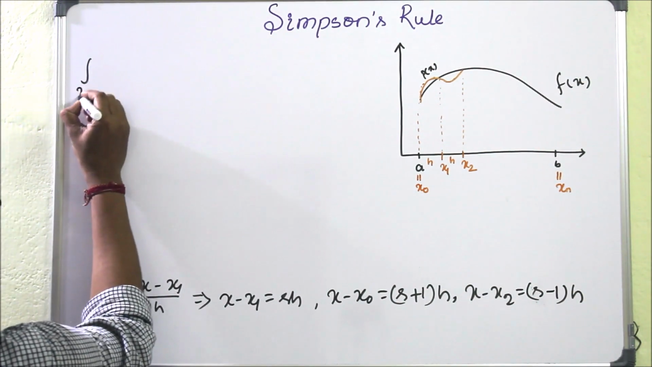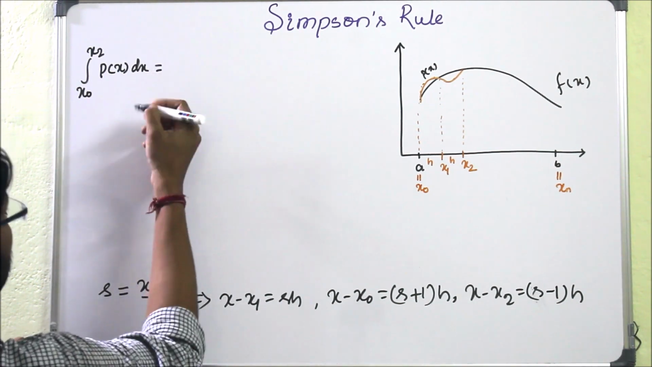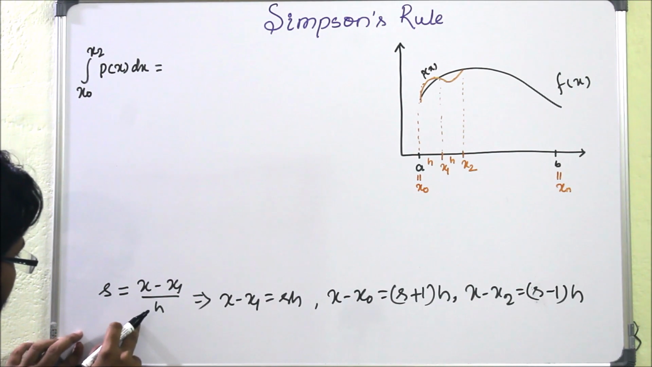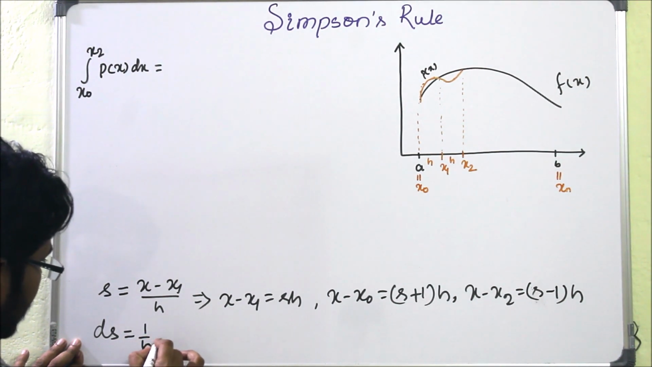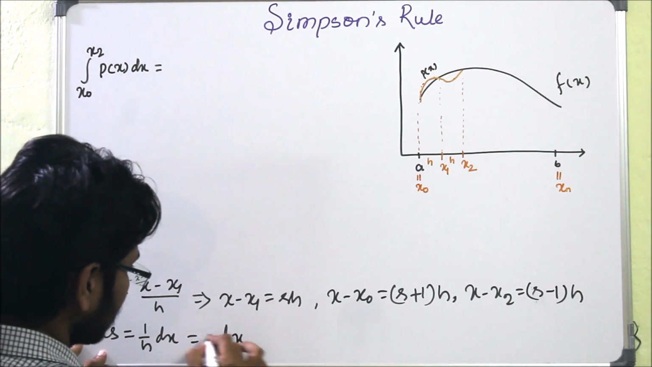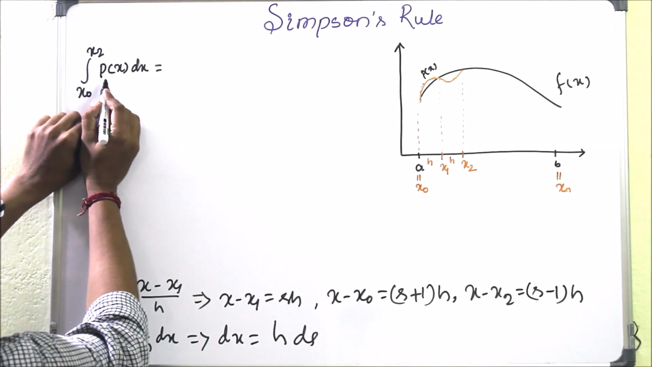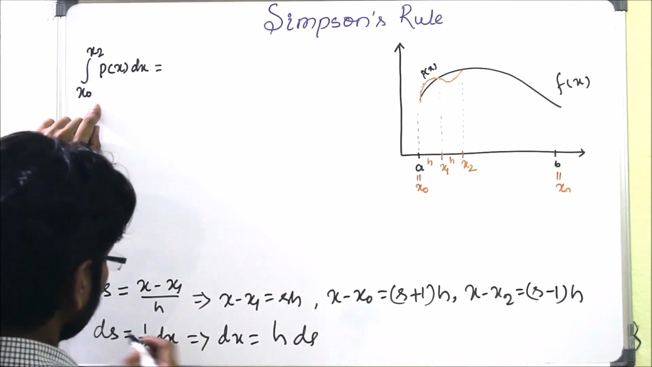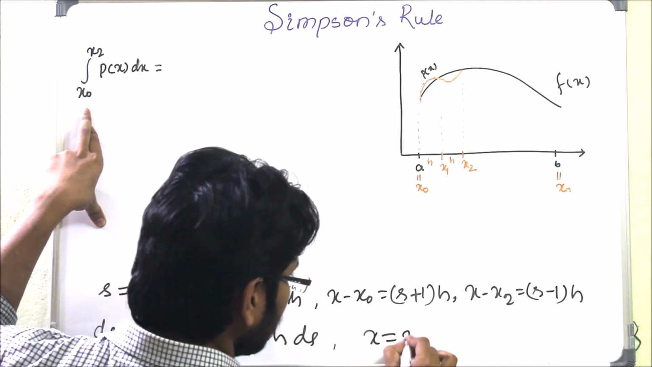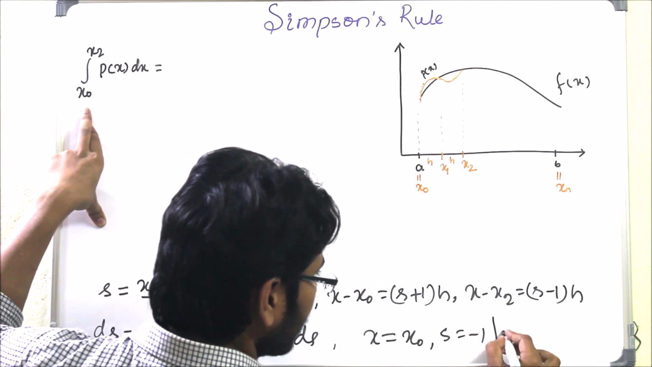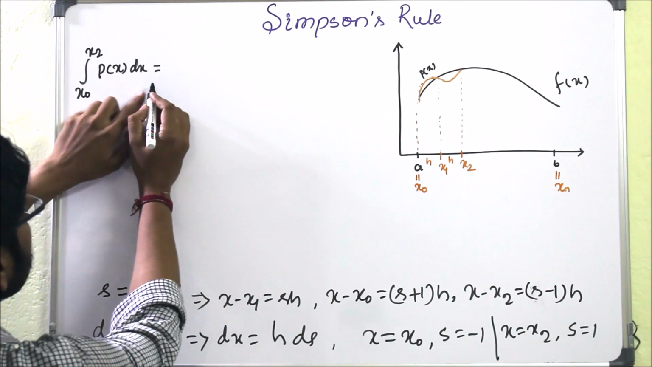Now what will the integration from x0 to x2 of p of x dx be? From the expression, ds equals 1 by h dx, or dx equals h ds. If we change the variable, we will see the limits first. When x equals x0, s will be minus 1. When x equals x2, s is 1.